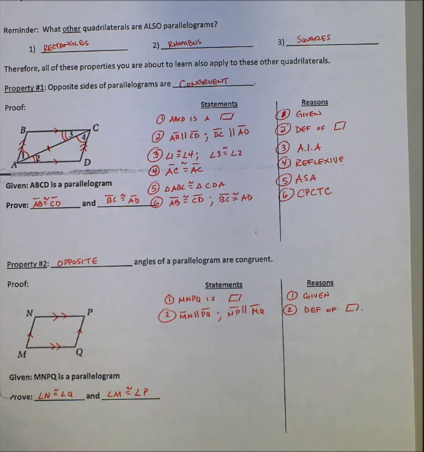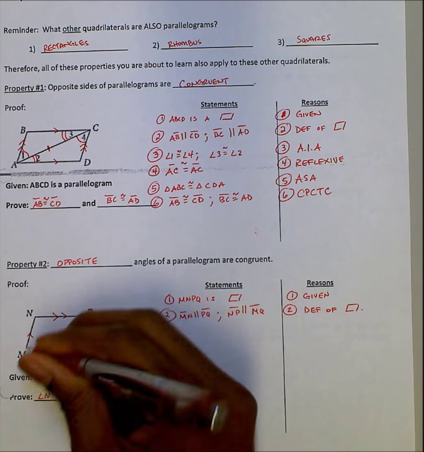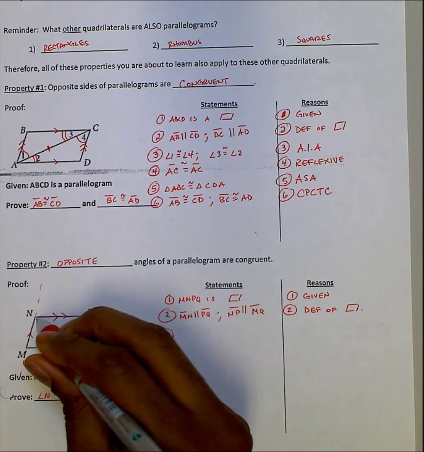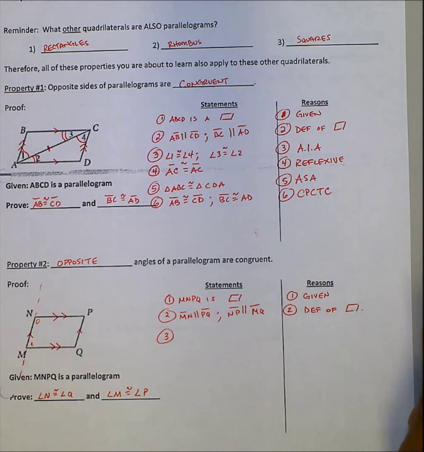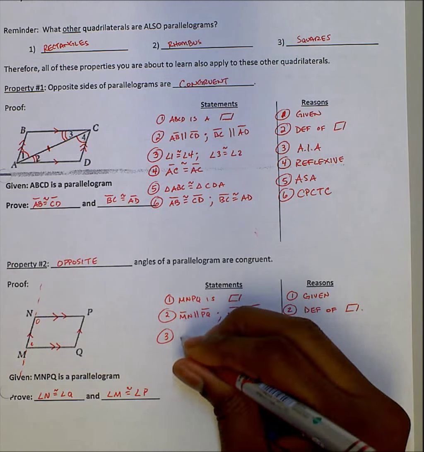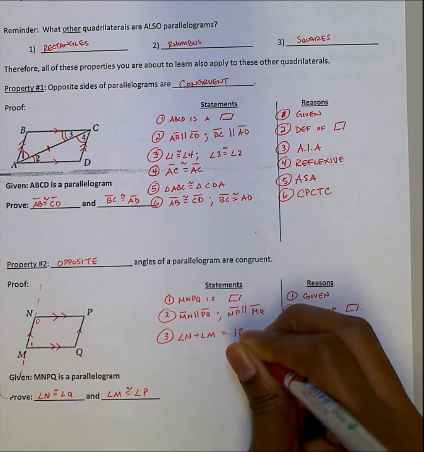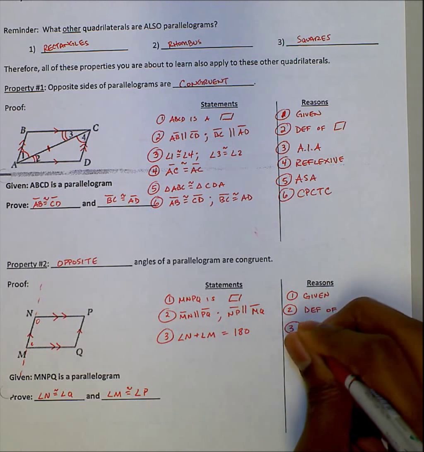In this case, I'm going to prove this using same side interior angles. I know that I have two parallel lines, and NM is our transversal. So angle N and angle M should add up to 180. Angle N plus angle M equals 180 degrees. They're same side interior angles.